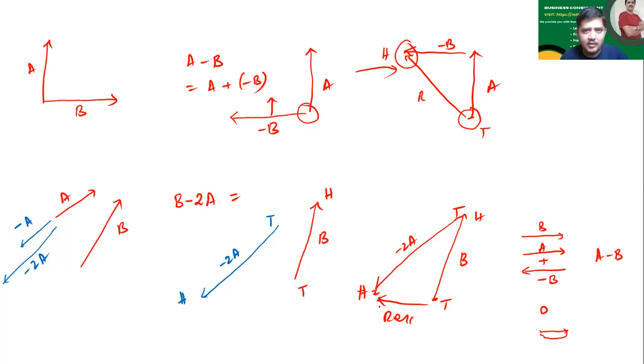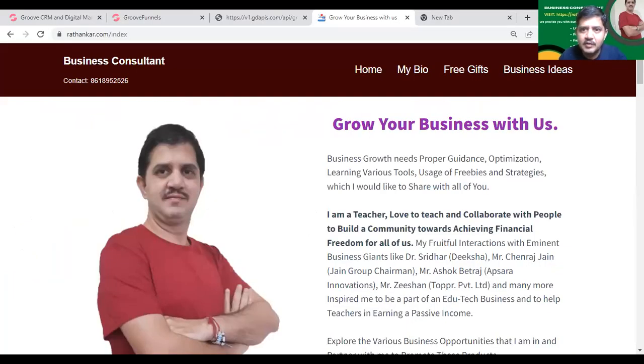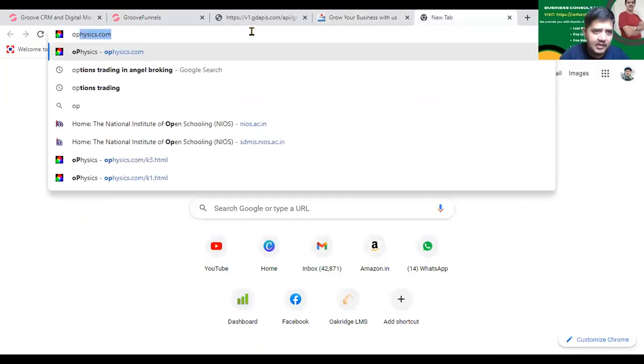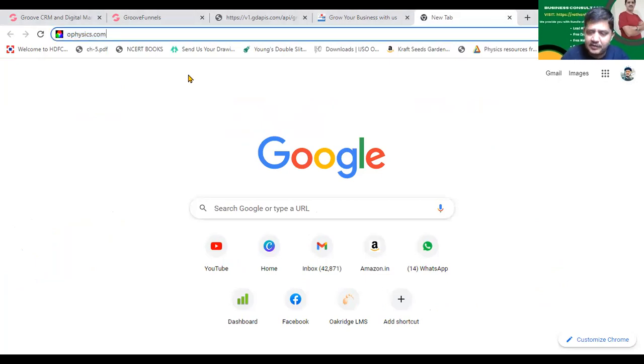Now what we'll do is, let us go to the practical part. Just wait, let me reshare my screen to get about the vector part. Right, now let me choose a new tab. Now this is ophysics.com. I hope I have shared it. Yes, I think so. Yes, I have shared it. This URL is ophysics.com.